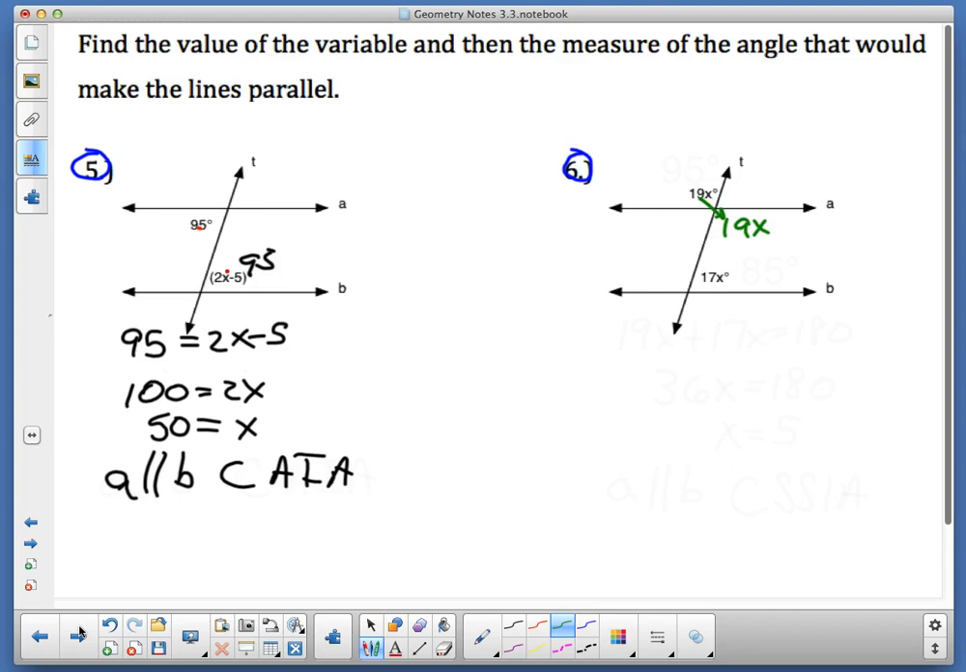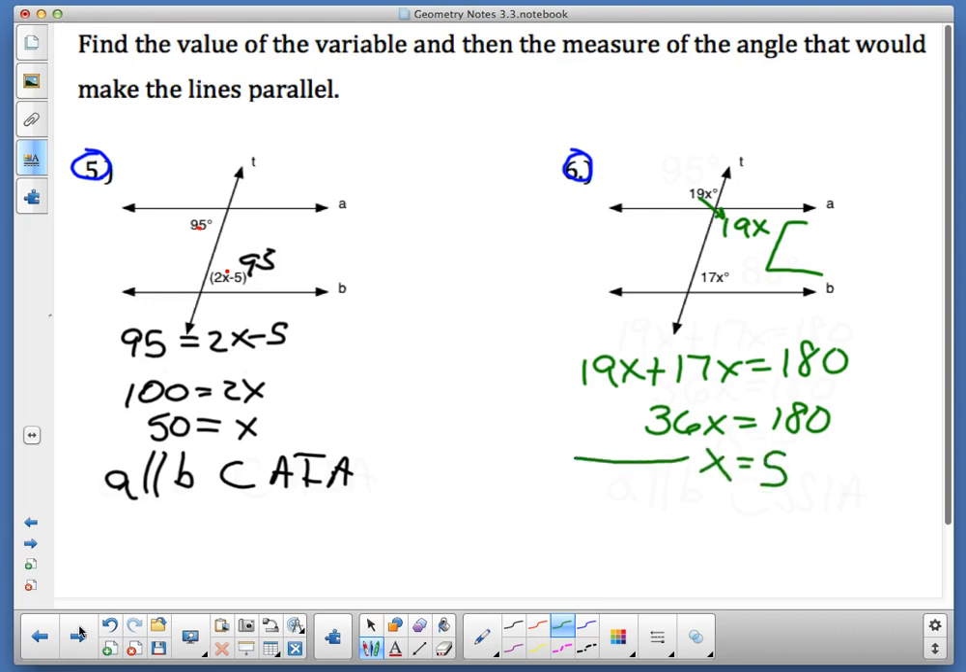19 going in makes these same side interior angles. Same side interiors are supplementary. So if I have same side interior angles adding up to a certain value, I can then say the lines are parallel by the converse of same side interior angles. So I've got 19 and 17, that's 36x equals 180. Are you okay with 5? So I got x is 5. So I pop that back in and find my two values.